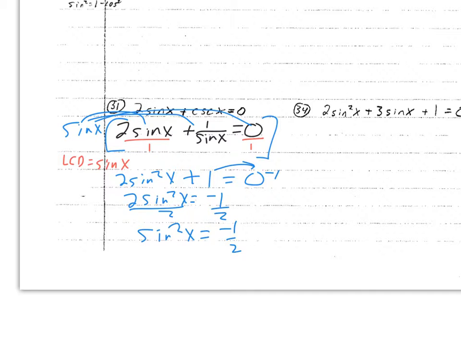Now I need to get rid of the square, so I take the square root, giving me sine x equals plus or minus, and then I'd have to go out. I have imaginary numbers, and since they're imaginary numbers, I have no solution because there are no imaginary numbers on our unit circle.